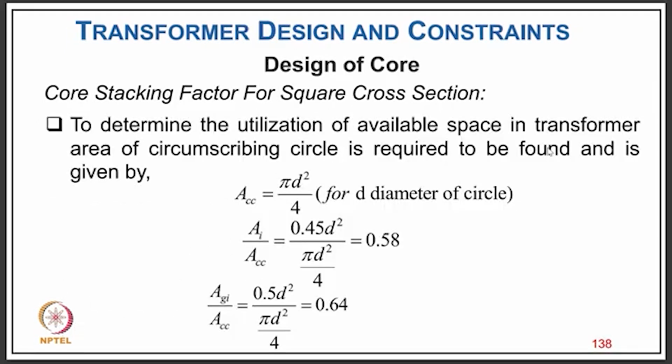Now coming to the core stacking factor for a square core, to determine the utilization of available space in the transformer, the area of the circumscribing circle is required to be found. AC is equal to pi D square by 4 for diameter D, and AI upon AC is 0.45 D square by pi D square by 4, that becomes 0.58, and AGI upon AC becomes 0.5 D square divided by pi D square by 4, which is 0.64.